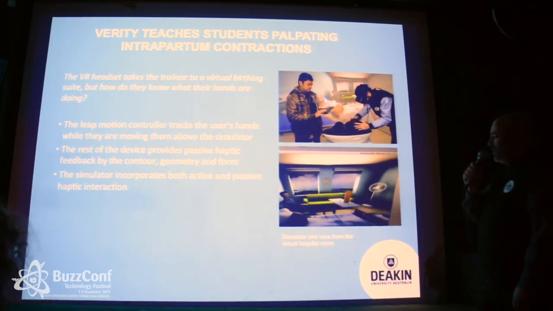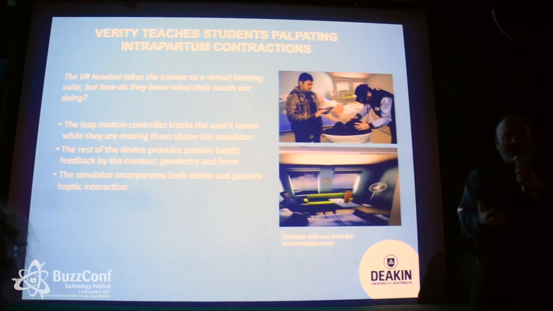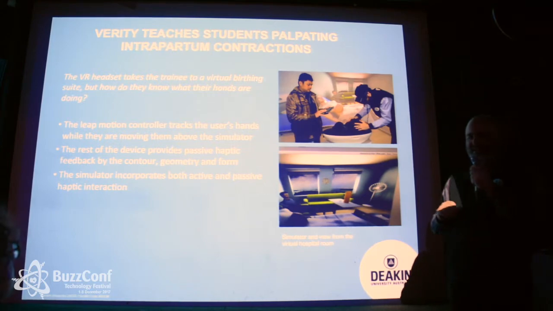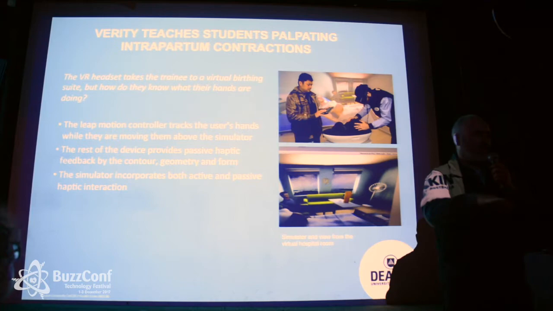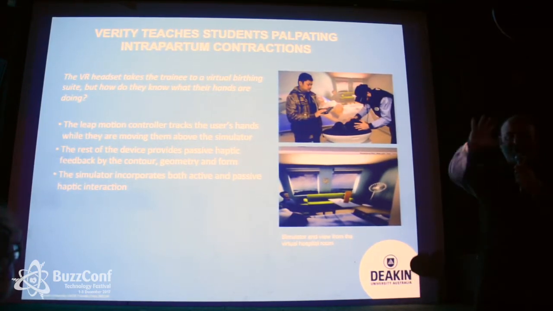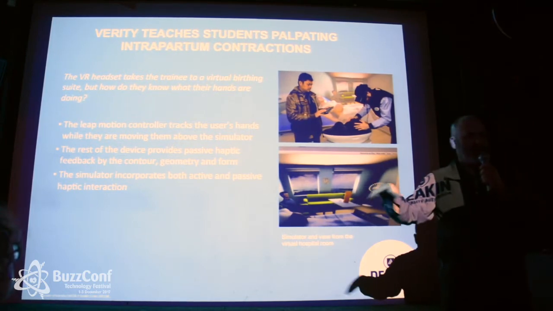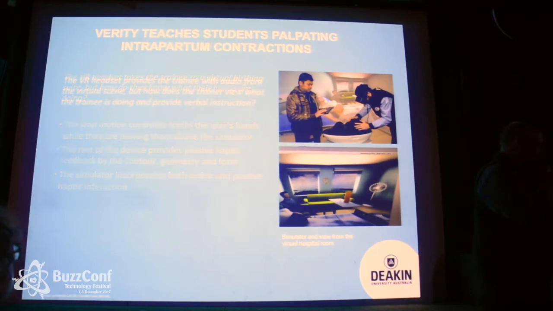We've also built in a Leap Motion hand tracking unit. Anyone who has put on a VR headset without hand controllers knows they lose sight of all their limbs. It can be quite an unusual experience. When we want to guide them to the point of interest, seeing their hand is quite important. We've got the physical mannequin that provides some guidance, but also the hand tracking unit, where they can see the hand and guide themselves to the contraction point.